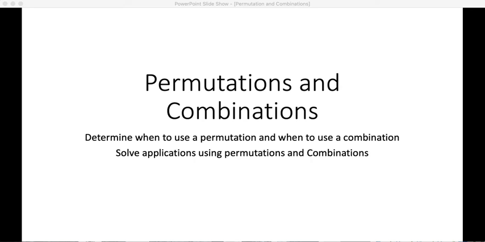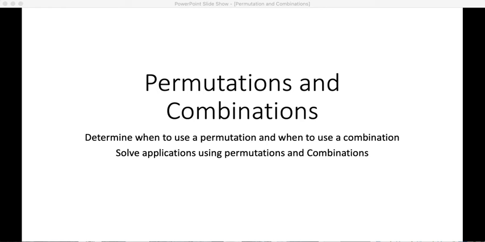Hi, everybody. This is one of the sections where I receive a lot of emails. A lot of students struggle with knowing how to find the permutation and the combinations. I should correct what I just said. They don't necessarily struggle with how to do permutations and combinations. A lot of students struggle with knowing when to use which. So that's what I want to address in this video.